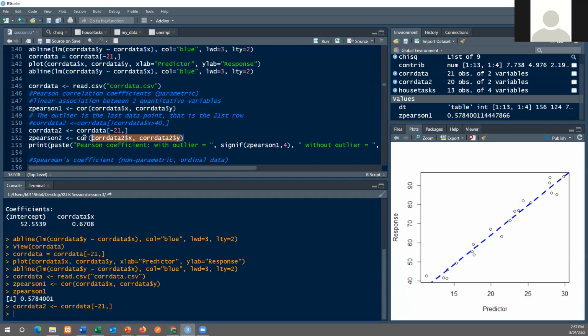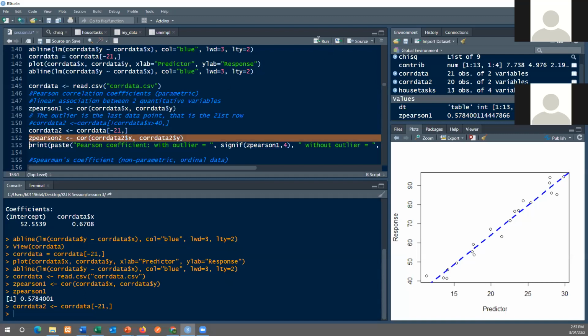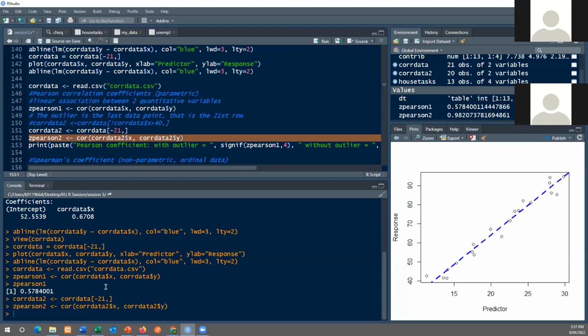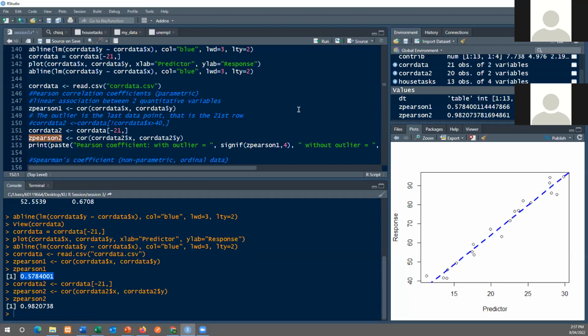Now if we leave the outlier of the data and do the same correlation again, like the same cor function, but now we have removed the outlier. You can see with outlier our correlation was 0.57, but after we remove the outlier our correlation is nearly 1, like it's highly correlated. So be aware.